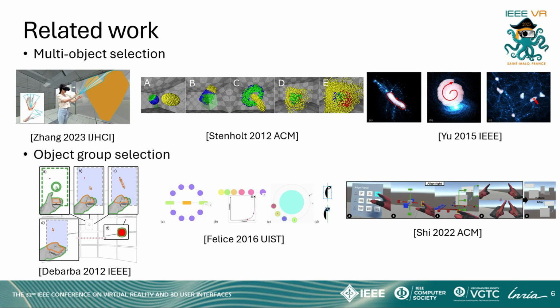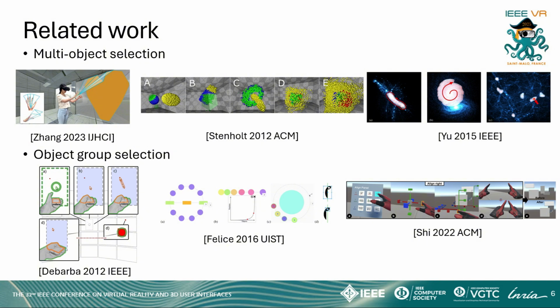In the related work of multi-object selection, Zhang et al. presented a new 3D user interface for selecting an arbitrarily shaped region of interest, ROI, in virtual reality. Stenholt et al. explored various selection tools, such as a brush, a lasso, and a magic wand for large-scale multi-object selection. Yu et al. presented a family of 3 interactive context-aware selection techniques, CAST, for analyzing large 3D particle datasets, which improves usability and speed of spatial selection in point clouds.